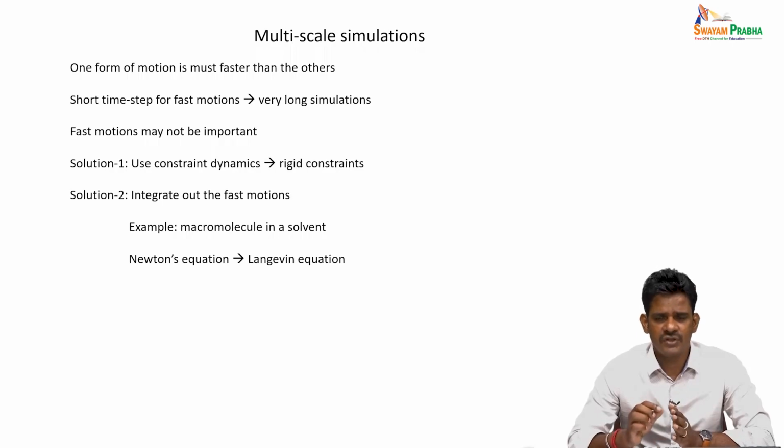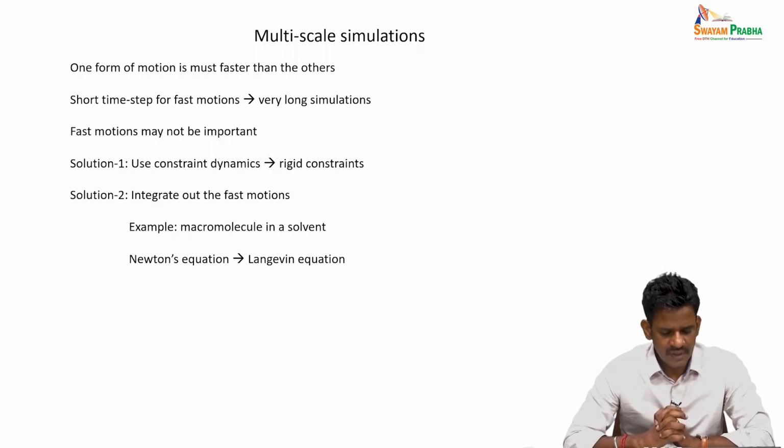So you're going to take a very small time step, so you can resolve the fast motions, at the same time conduct the simulation for a very long time, so that the properties coming from both fast and slow motions can be averaged. In many cases, we see that even the fast motions may not be very important.